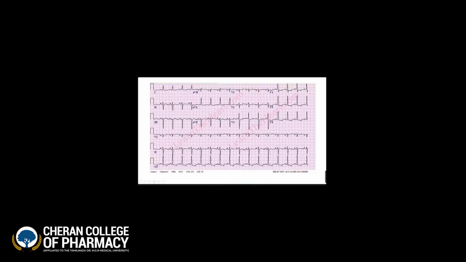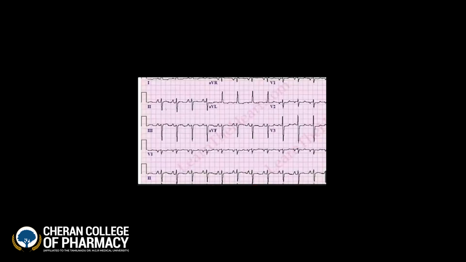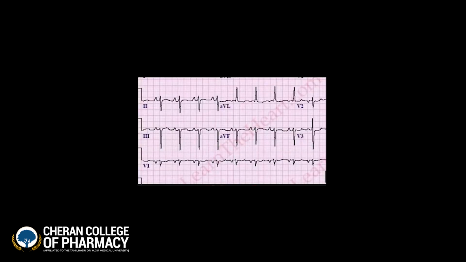P wave is normal. What is the normal height of P wave? One small square. Okay. Is it covering one small square or more than that? More than one square. I'll just zoom it for lead 2, right? We need to check for lead 2.